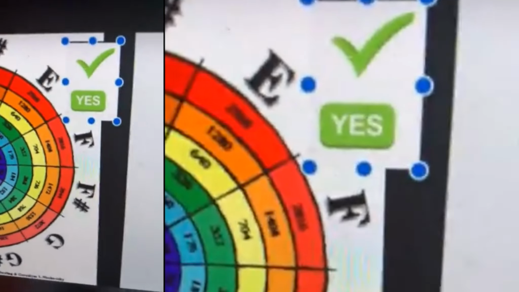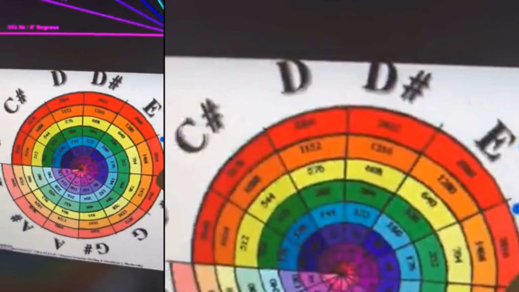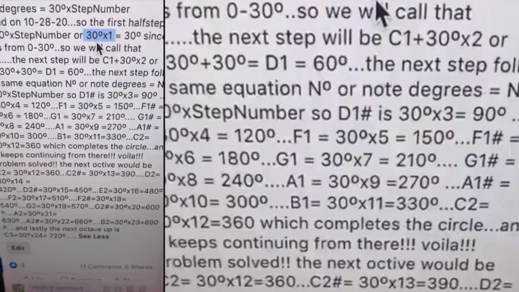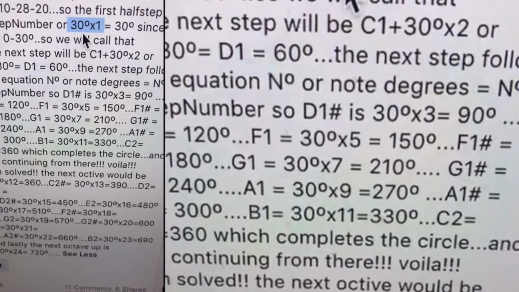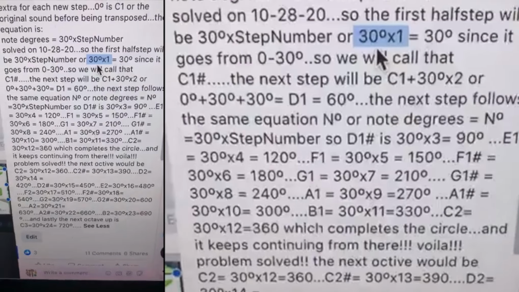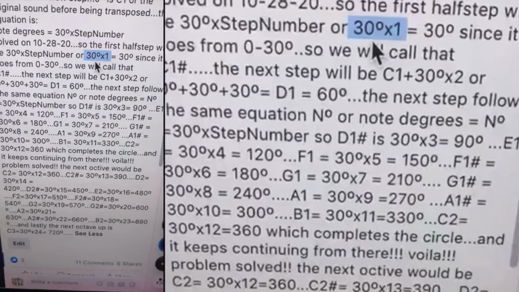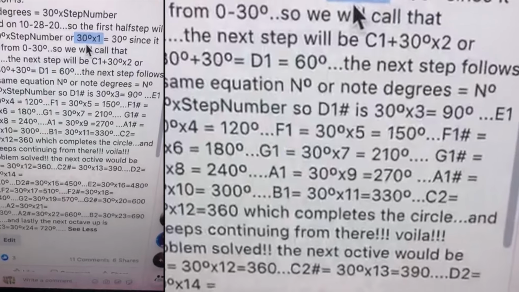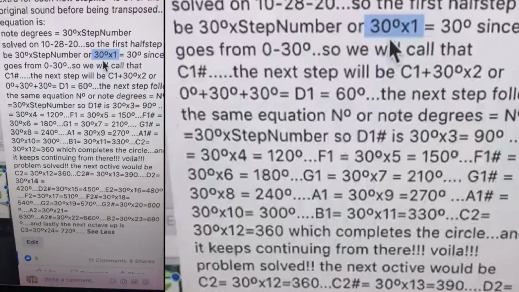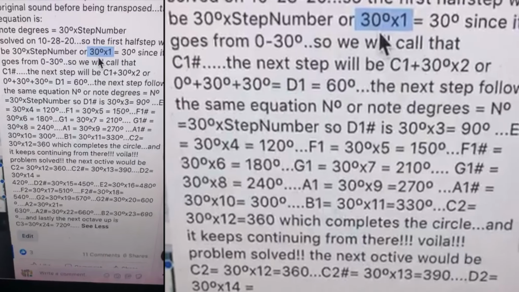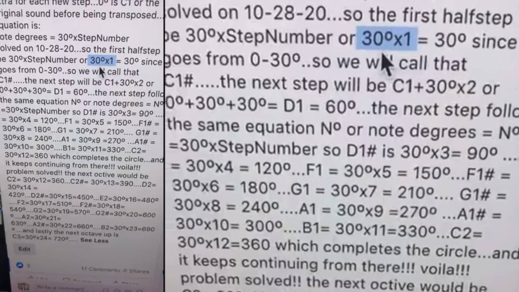So yeah, we see that. 180 degrees right here, we got F sharp right there. 180 degrees, you get to F sharp. So G1 is 30 degrees times 7, which equals 210 degrees. G1 sharp is 30 degrees times 8, which equals 240 degrees. A1 is 30 degrees times 9, which equals 270 degrees. A1 sharp is 30 degrees times 10, which equals 300.